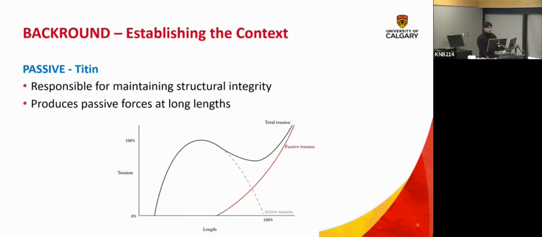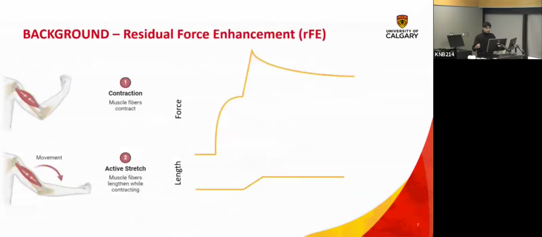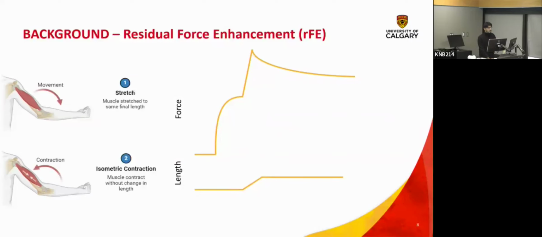Now, let's go over what exactly residual force enhancement is and what it looks like. If we were to contract a muscle, and while it is contracting, stretch it, a type of stretch that we call an active stretch, you are able to produce a force that is visibly higher than if you took the exact same muscle and stretched it without a contraction to the same final length and then isometrically contracted maximally there. It is this difference in force, this increase in force, that we term RFE, or residual force enhancement.